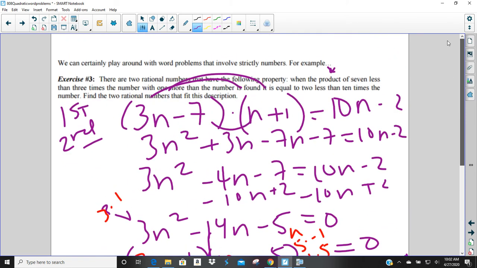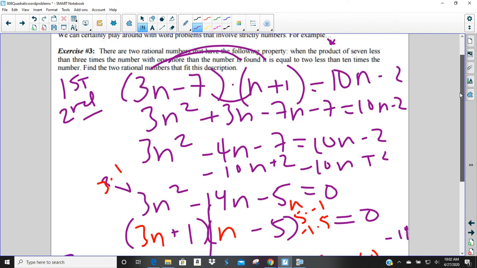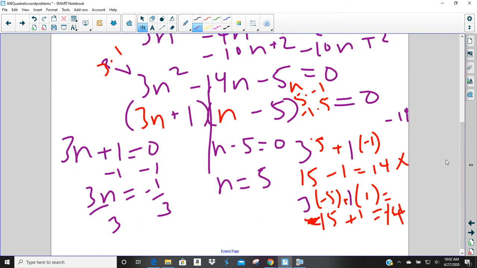So let me just see here. 2 rational numbers that fit this description. So the product of 7 less than 3 times the number with 1 more than the number is found is equal to. So the 2 rational numbers that fit the description. There are 2 solutions. You can either have a -1/3, or you can have a +5. Okay, so let's go on to the next question.